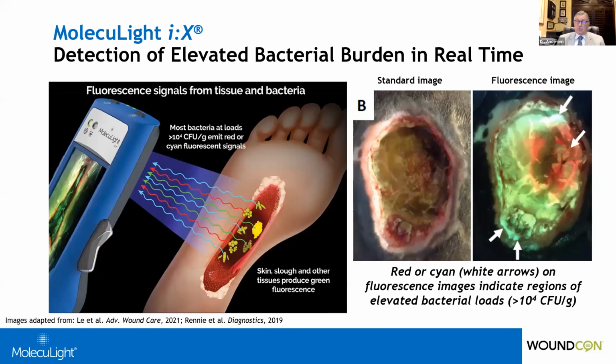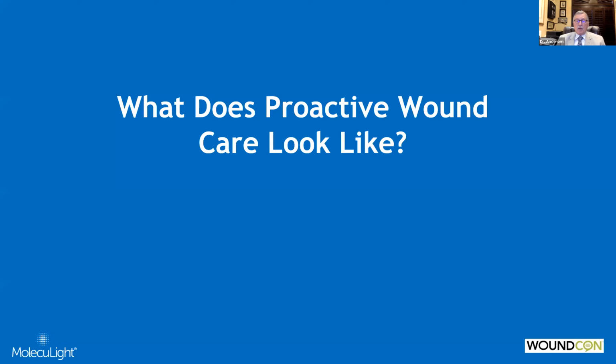So this is the tool that we're talking about for those of you that may not be familiar with the MolecuLight. This is a fluorescence scanning device that allows detection of bacteria at the level of 10 to the fourth. As you see on the slide, you can see the red indicative of bacteria. On the next picture, you see not only red, but you see cyan indicative of Pseudomonas bacteria. Next slide. So what does proactive wound care look like?